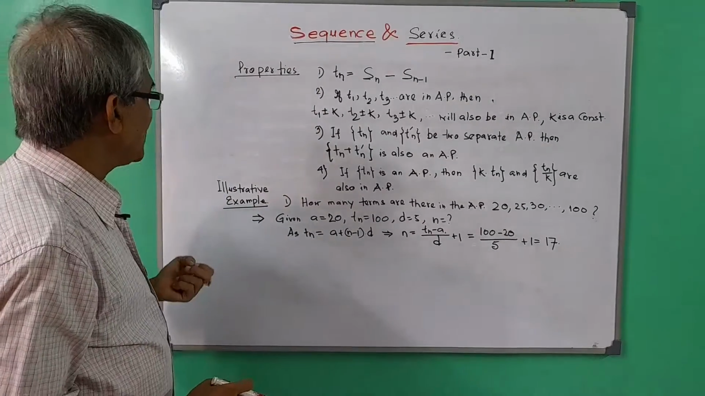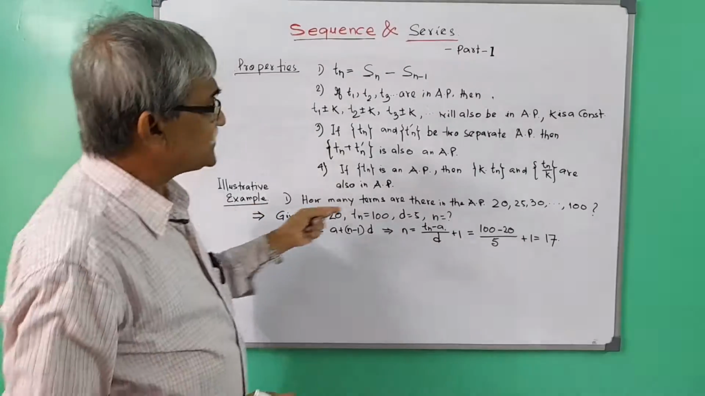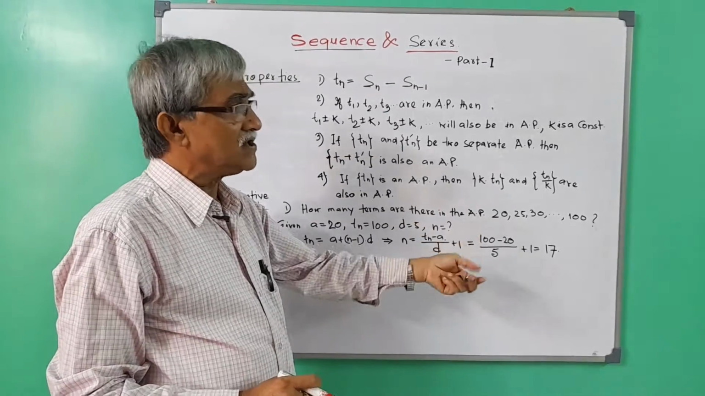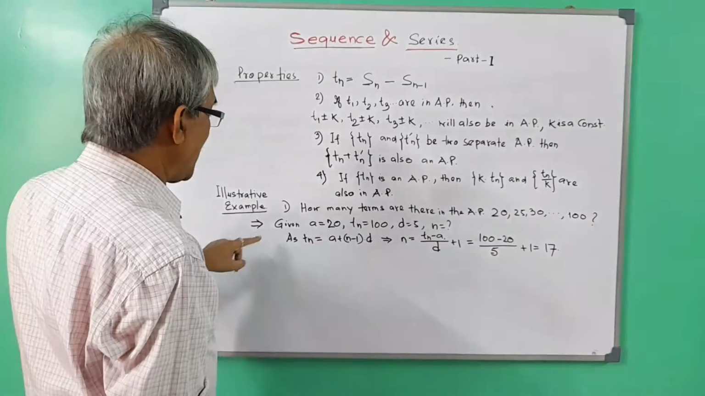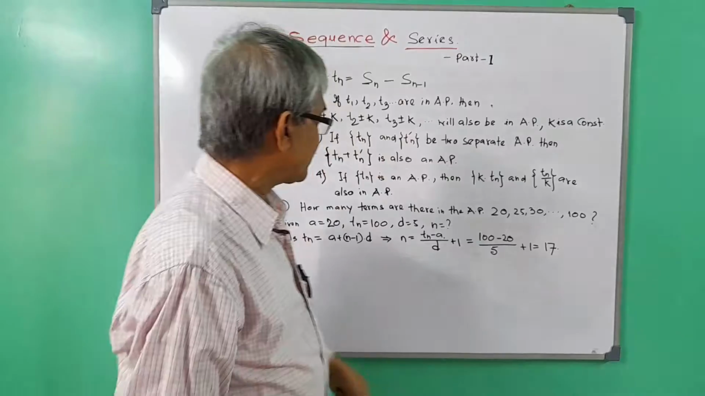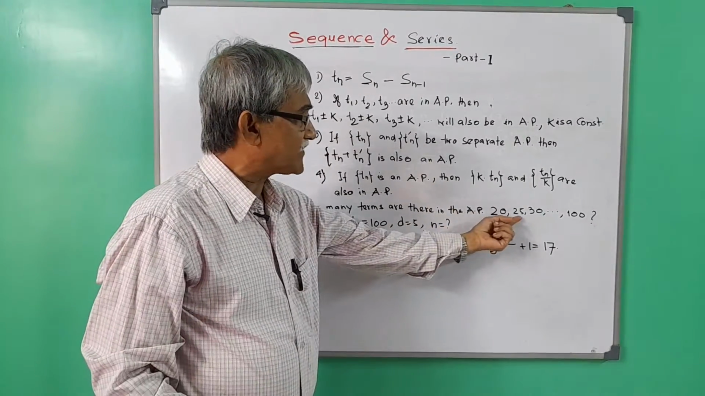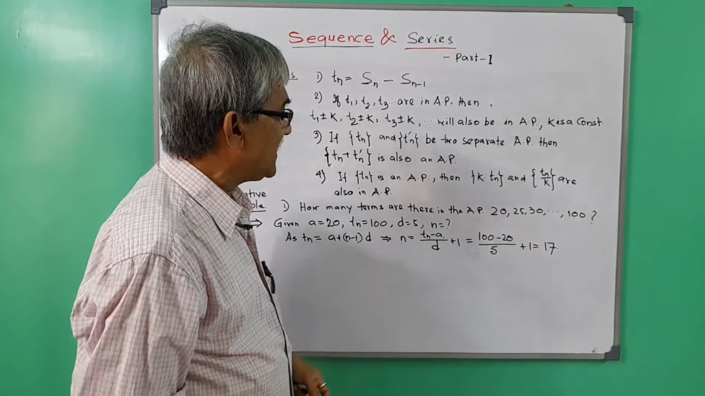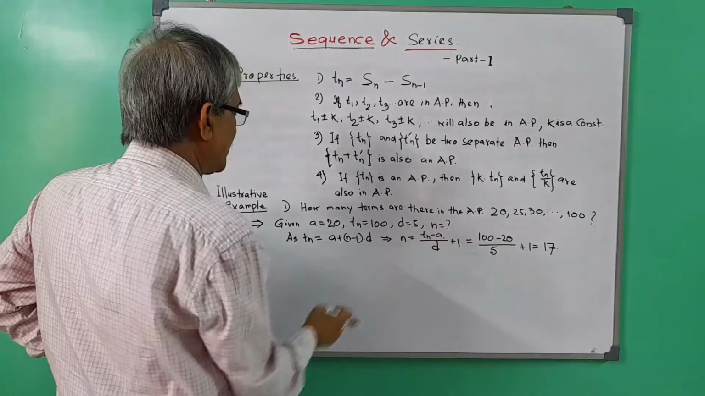Now let us take some illustrative examples. The first one: how many terms are there in the AP? The AP is given as 20, 25, 30, dot dot dot up to 100. This is a terminating AP where the first term is 20, the nth term, that is the last term, Tn is 100, and d is equal to 5. The subsequent terms have a common difference d equal to 5. The question is how many terms are there, that is, n equals what?